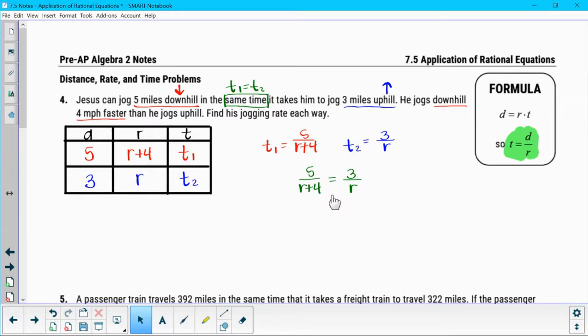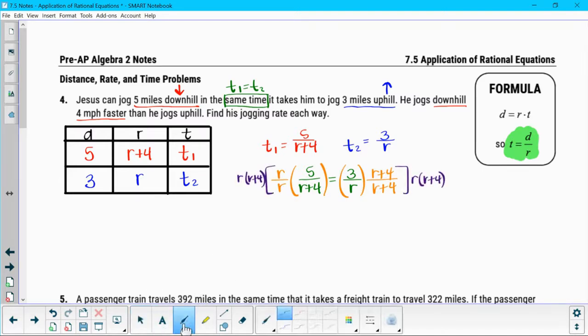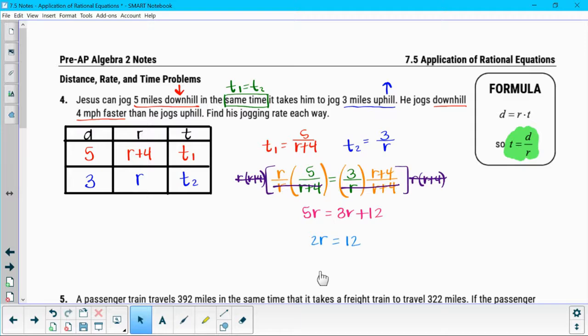Now, we have an equation. We're going to go through the process we've been going through. Give them a common denominator. So r over r on the left side, r plus 4 over r plus 4 on the right side. And then I'm going to take the fact that I've created a common denominator and cancel out all of my denominators. So I multiply on both sides to get rid of the denominators entirely. That leaves me with 5r, 5 times r, is equal to 3r plus 4 times 3 is 12. Move all of my r values to one side. 2r is equal to 12. R is equal to 6.